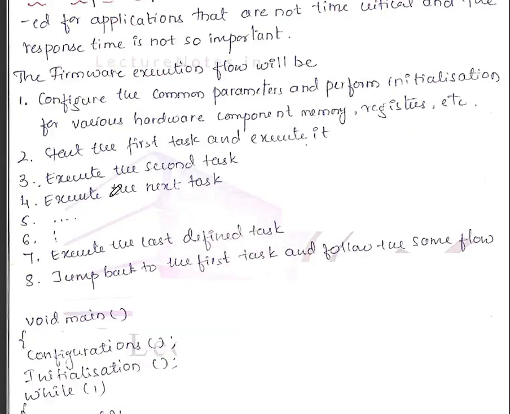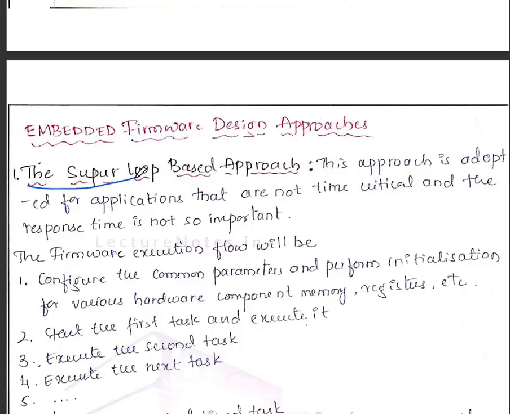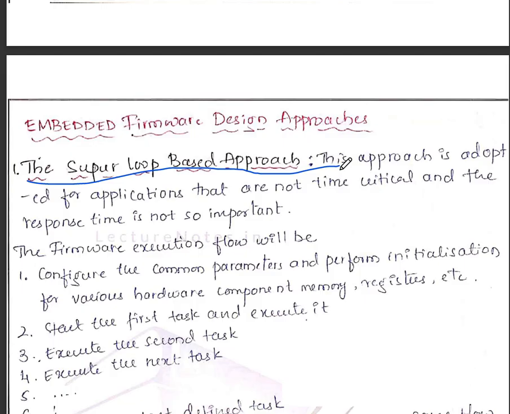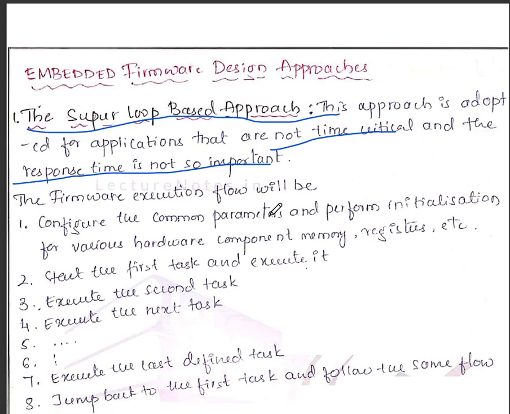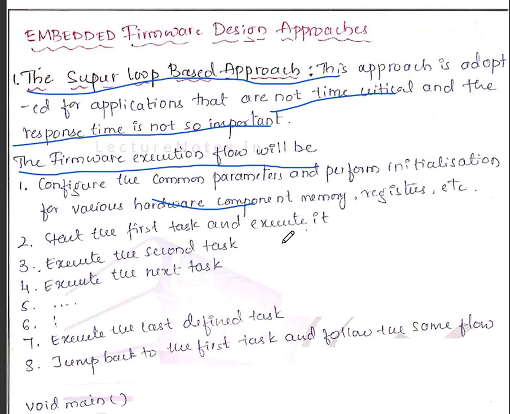There are different types of approaches. The first one is the super loop based approach. This approach is adopted for applications that are not time critical, and the response time is not so important, which means that you will not get an immediate response from the system. There might be a delay in the response of the system. The firmware execution flow will be to configure the common parameters, perform initialization for various hardware components such as memory, registers, etc. Next, start the first task and execute.